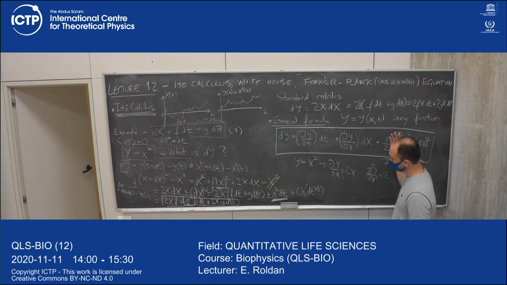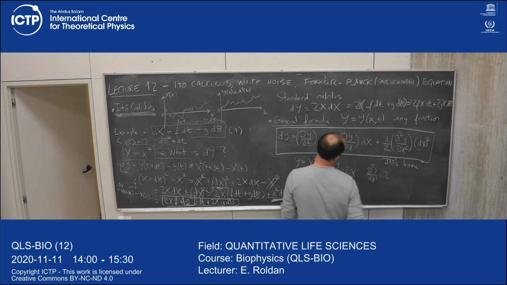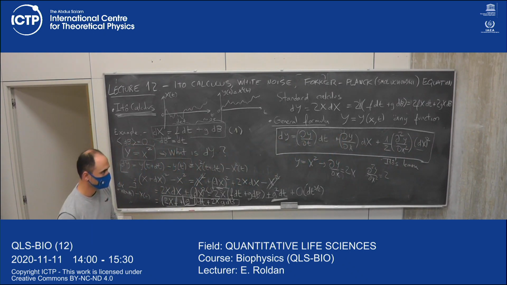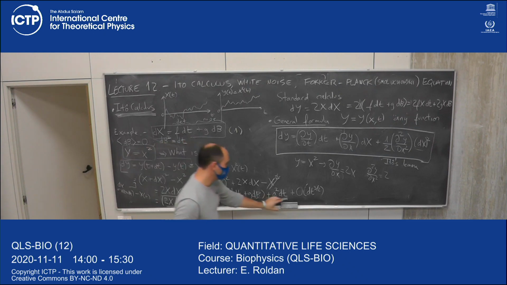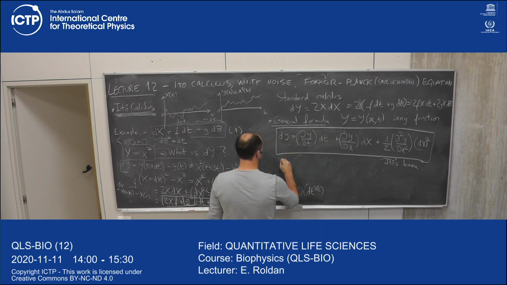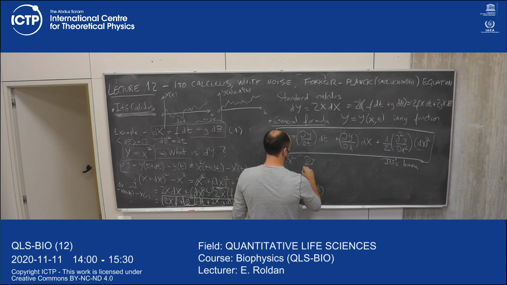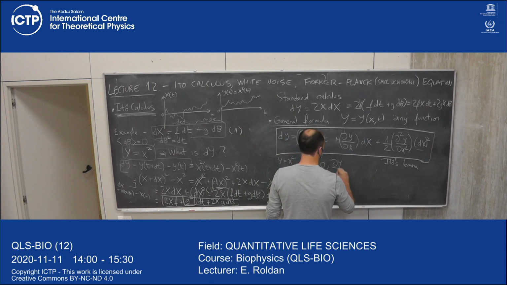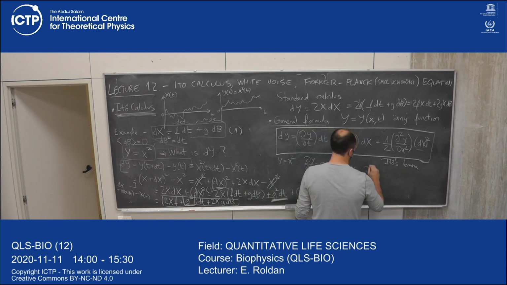If x is stochastic, we have to add this term in the equation. Okay? So, maybe I can clarify this in this example and write it better. If y is x squared, partial y with respect to t is 0, partial y with respect to x is 2x, and the second derivative is 2.